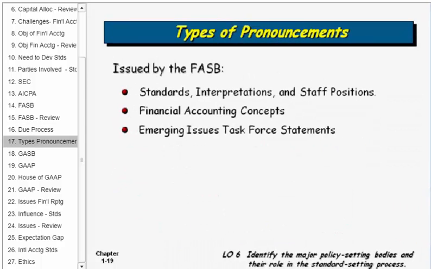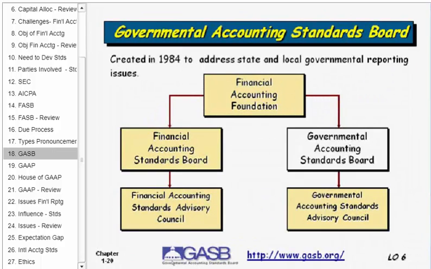All right, there are various types of pronouncements issued by the FASB: standards, interpretations, and staff positions, financial accounting concepts, and then there are the Emerging Issues Task Force statements. As we move over to the Governmental Accounting Standards Board, the GASB was set up in 1984 to address state and local governmental reporting issues. Okay, so the Financial Accounting Foundation has FASB on one side and GASB on the other.